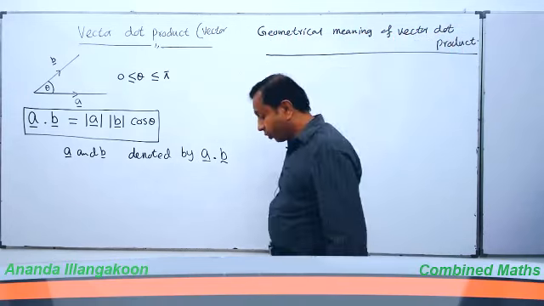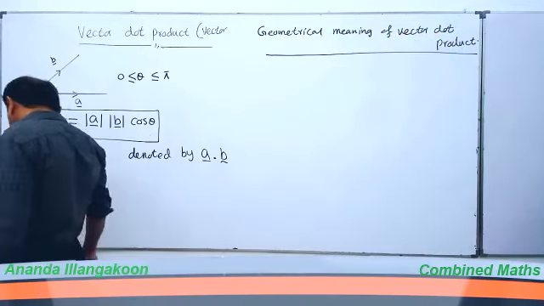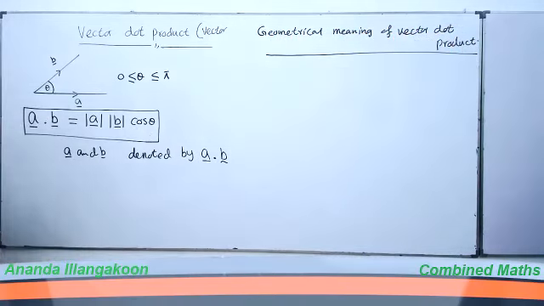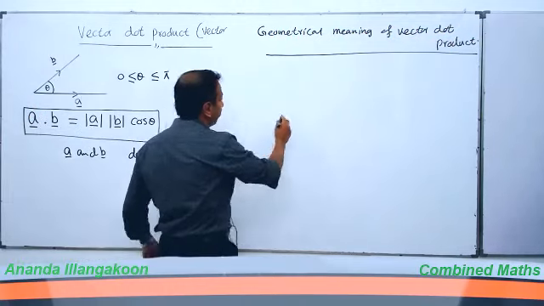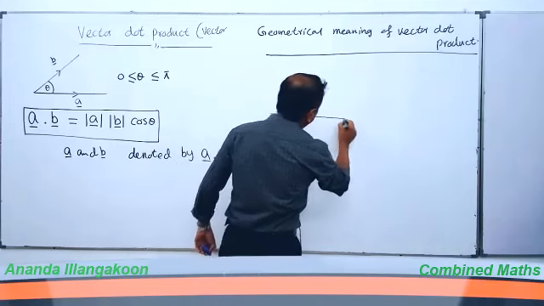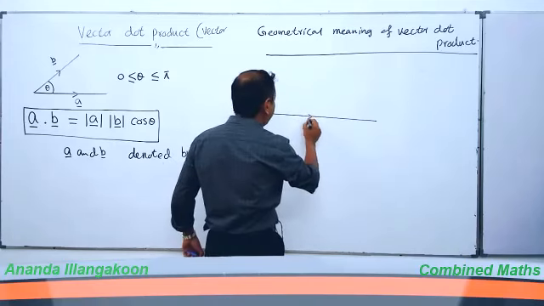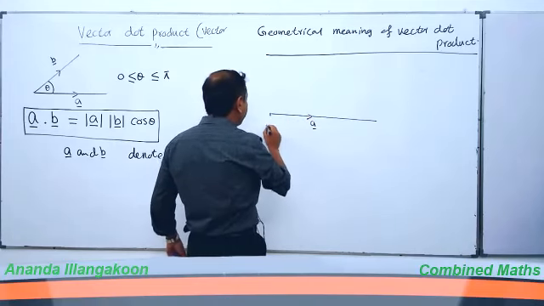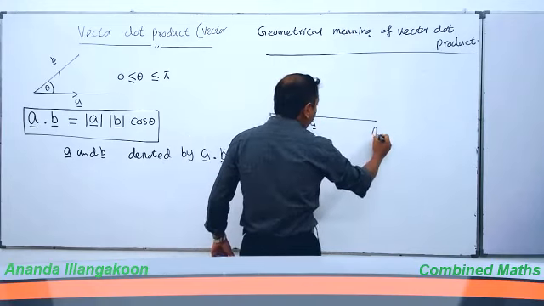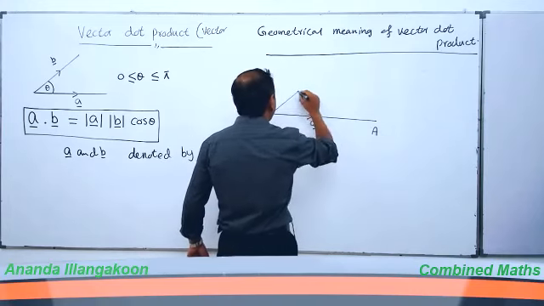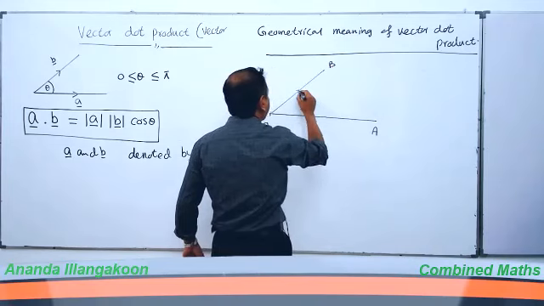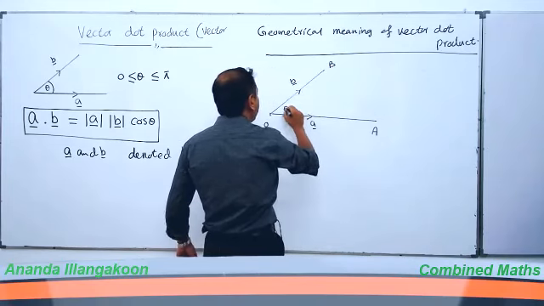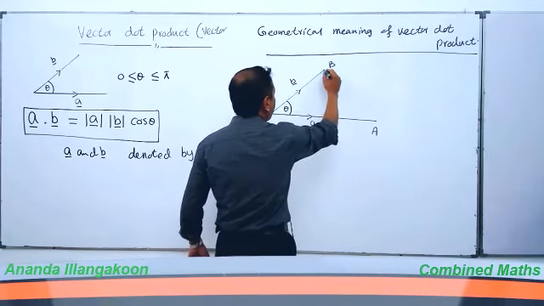Geometrical meaning of vector dot product. Right, people, now I'll take like this. This is the vector A. I'll take this as OA. Suppose this is vector B. I take that as OB. Let this angle be theta. I drop a perpendicular like this.